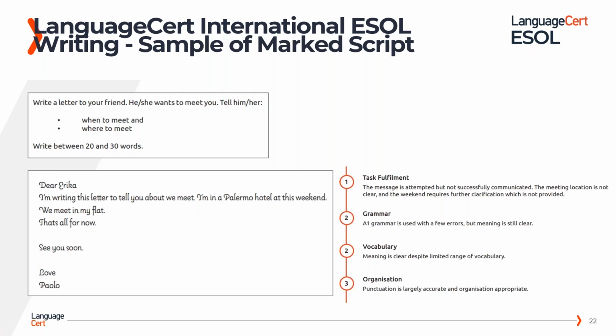And now a sample of an A1 level script and how it has been marked. On the right, you can see the assessment criteria and how many marks were granted per criterion. You will also find a few assessors' comments next to each mark.